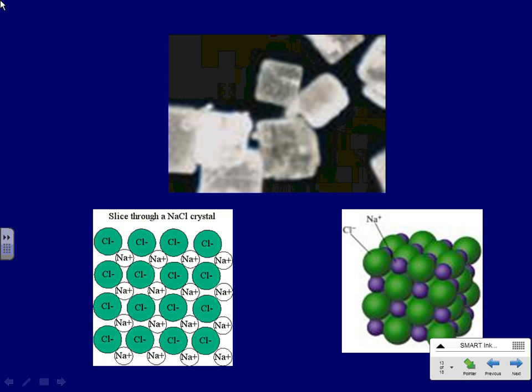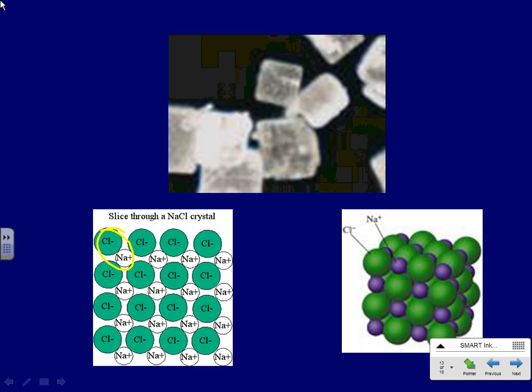A molecule itself has a beginning and an end. It has a defined structure, 2 H's and 1 O. That's a water molecule. But an ionic compound doesn't really have a beginning and an end.